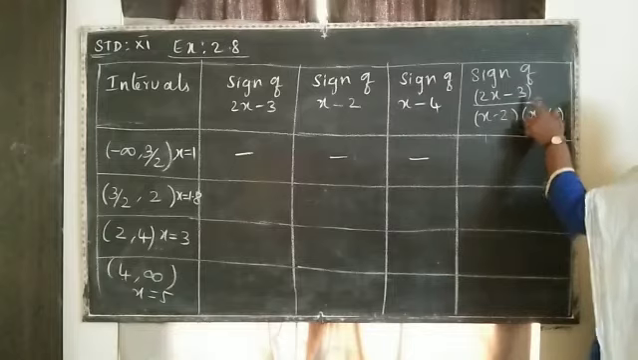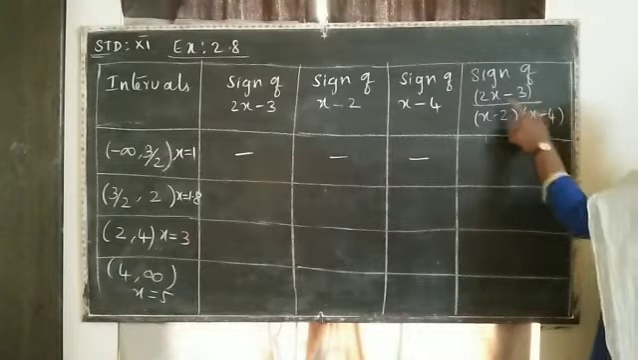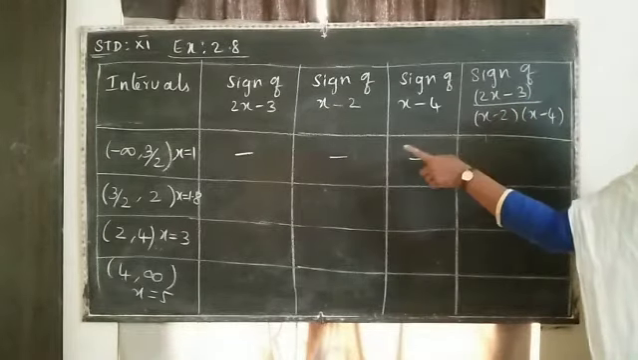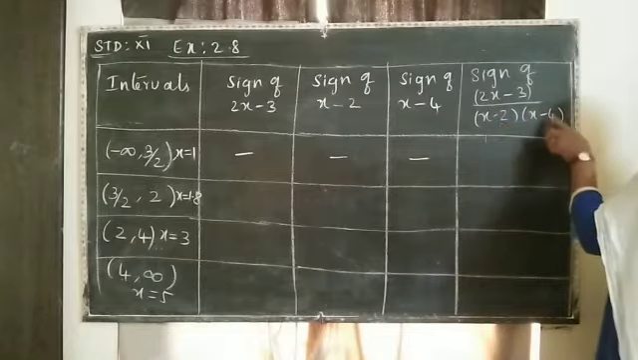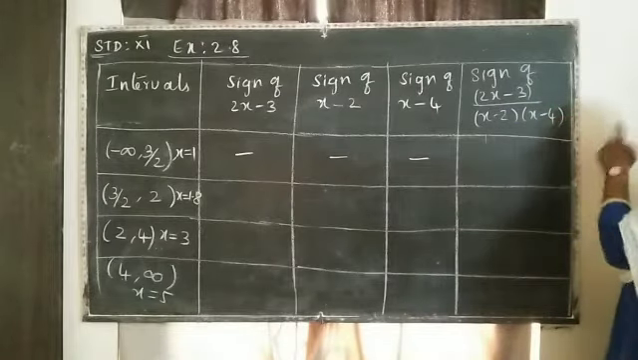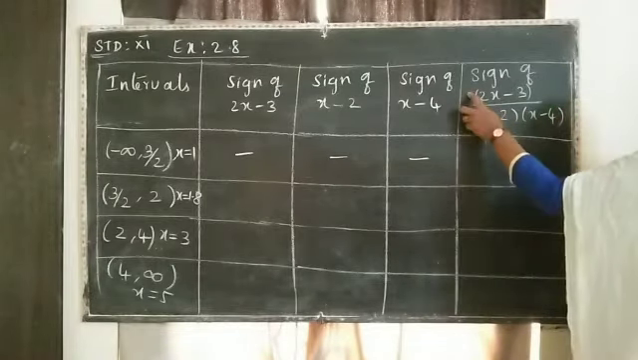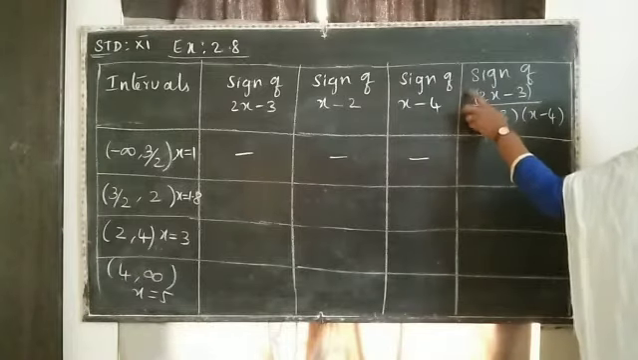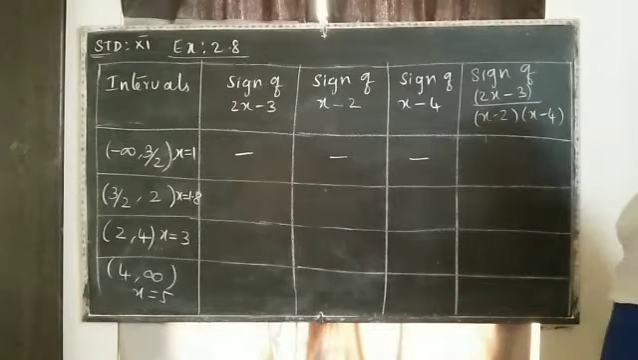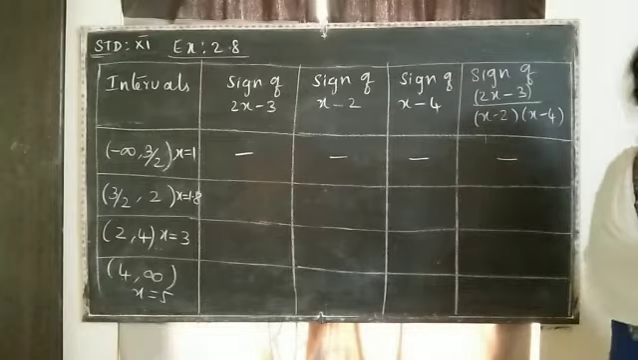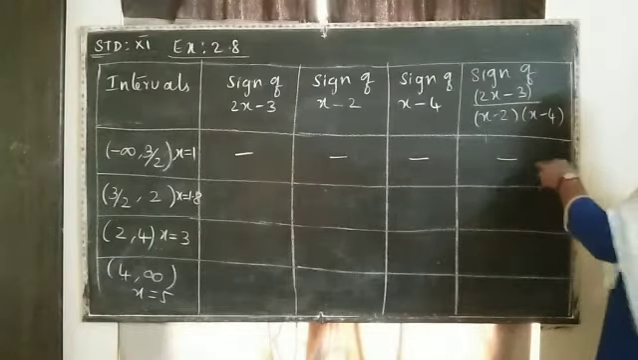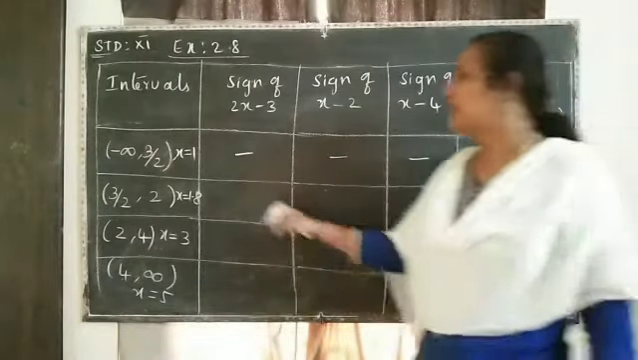Now look into this. I'm going to check the sign of this one. 2x minus 3, what is the sign? Minus. Here this is also minus and this is also minus. Minus into minus will become plus. So the numerator holds minus. Minus divided by plus will give you the sign what? Minus. Yes or no? Minus divided by plus will give you the sign minus. Okay.